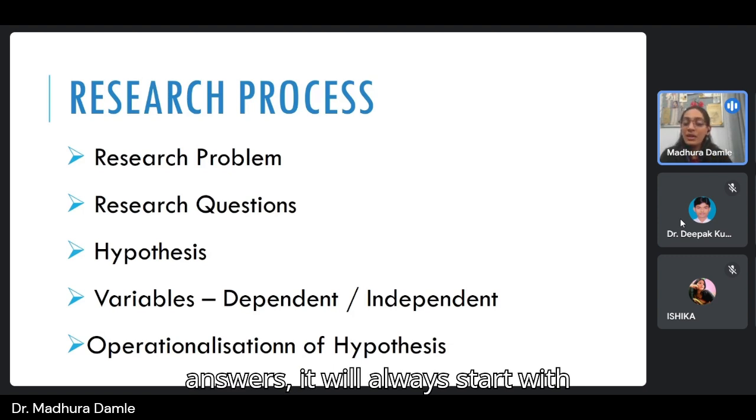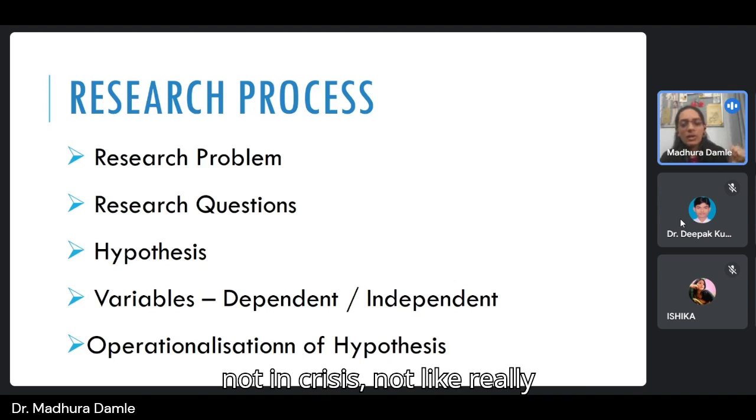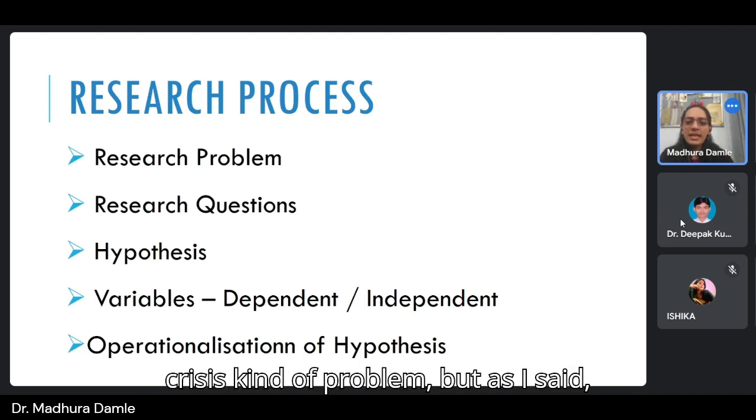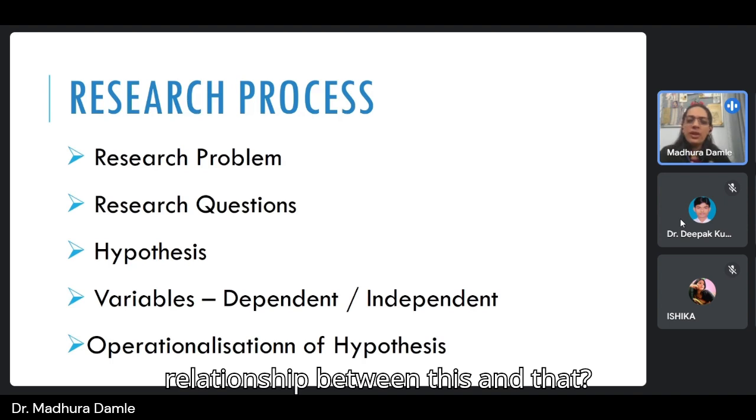It will always start with queries, some kind of problems. Problems not as in crisis, not like really crisis kind of problem, but as I said, query, question, why something happens. What is the relationship between this and that?